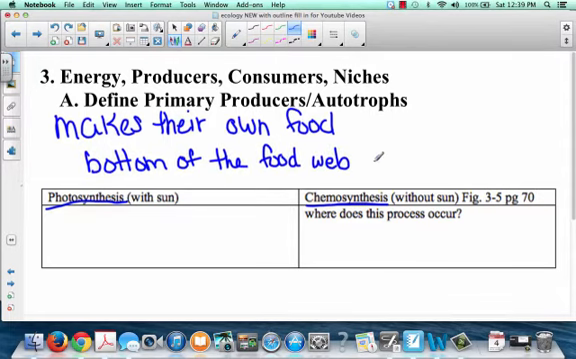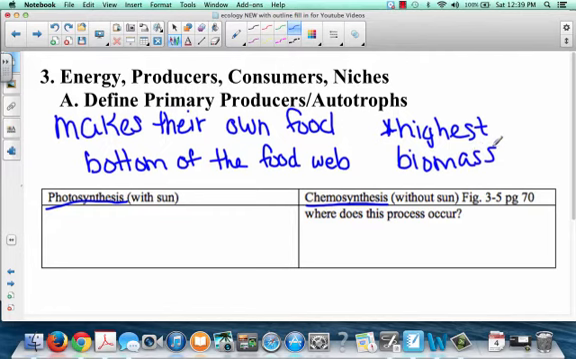And when we talk about food webs and energy pyramids specifically, we are also going to know that they have the highest biomass. So let's just write that now so that we can come back to it when we talk about what this word biomass is. That means that we have the most of them. In any ecosystem, you have to have more producers than you have things that eat the producers. These are going to be the organisms that make our oxygen. They are going to be the organisms that make our carbon dioxide.